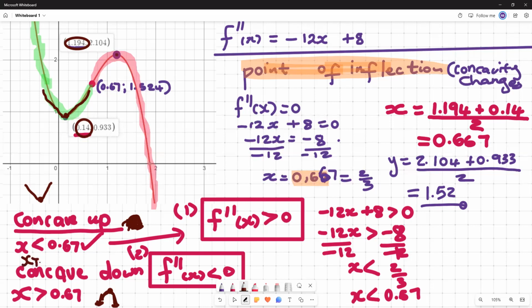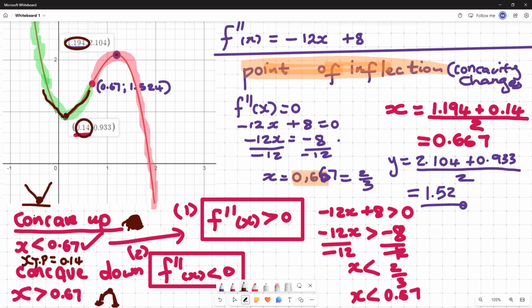So x of the turning point, remember, is equal to 0.14. So it's smaller than this one. So it means it's on concave up. So concave up, it means we are going down, then up. You see? Down, then up, like our curve is facing up. So that will be the smallest. So that is the local minimum.